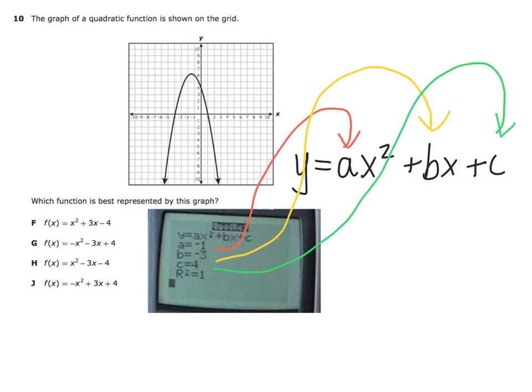So my answer to this is y equals -1 x squared, so I'm not going to write the 1, plus -3x, so -3x, plus 4. So there's my answer. I go over here and I find the one that is -x squared minus 3x plus 4, and I circle it.